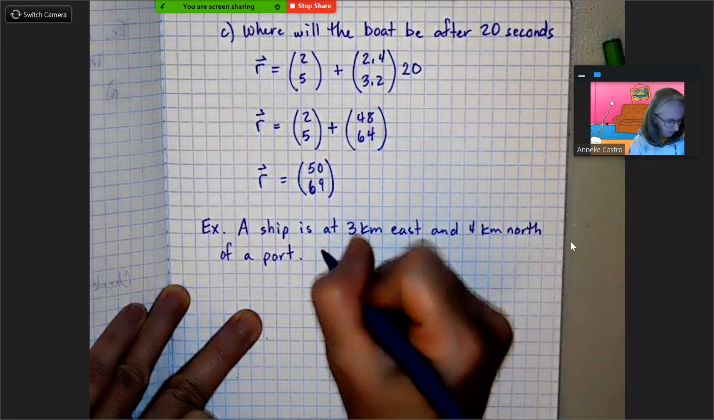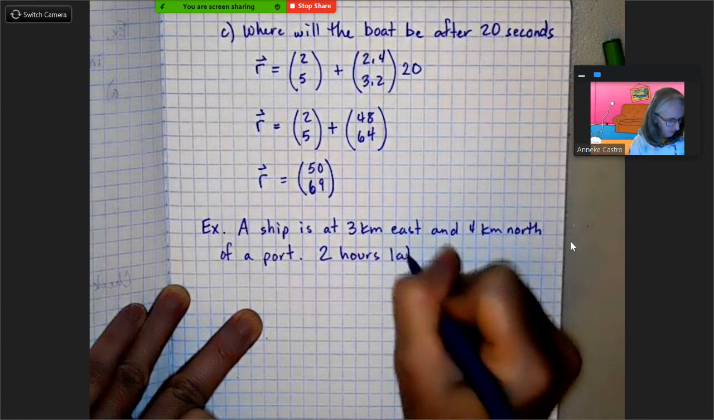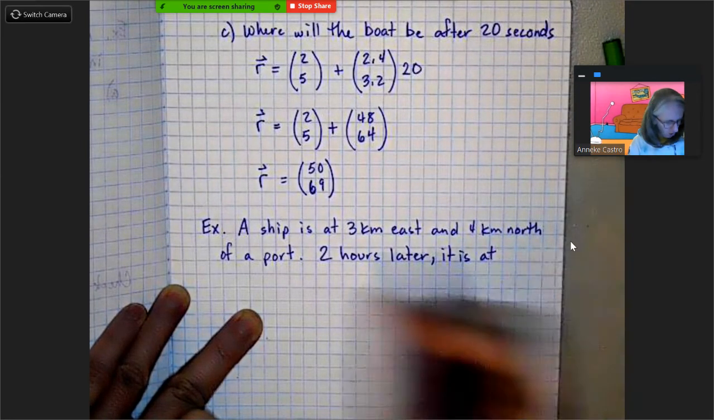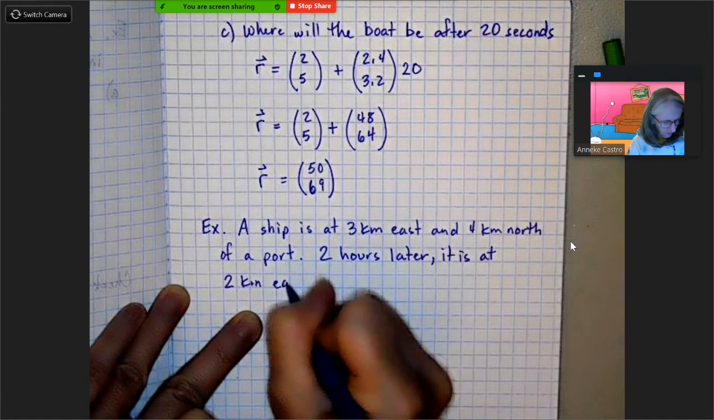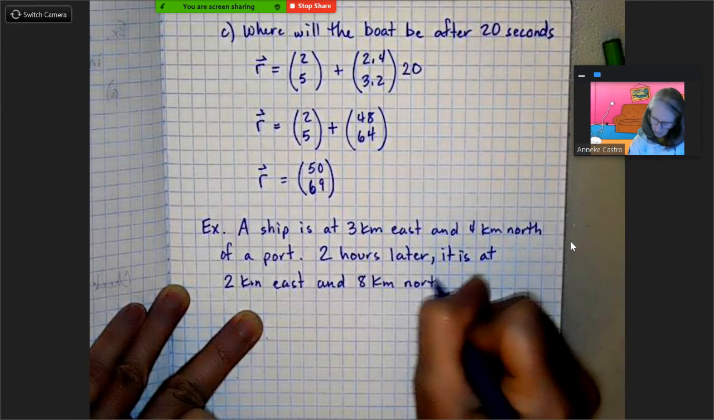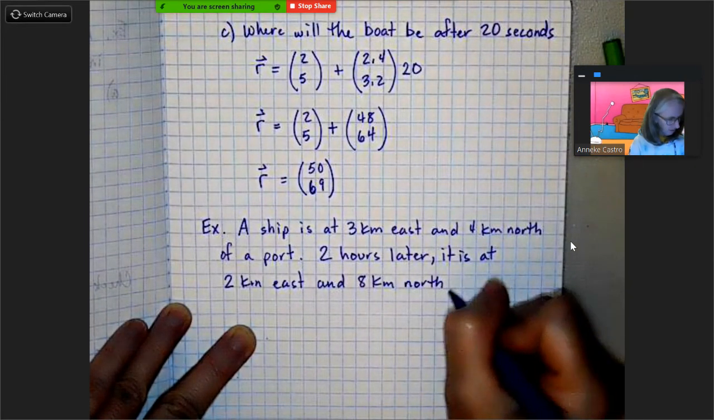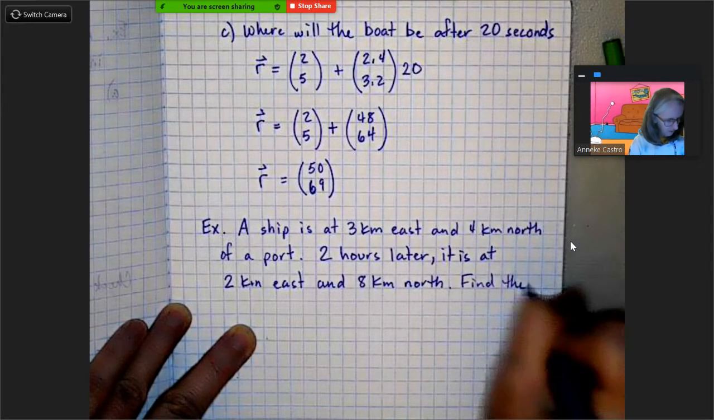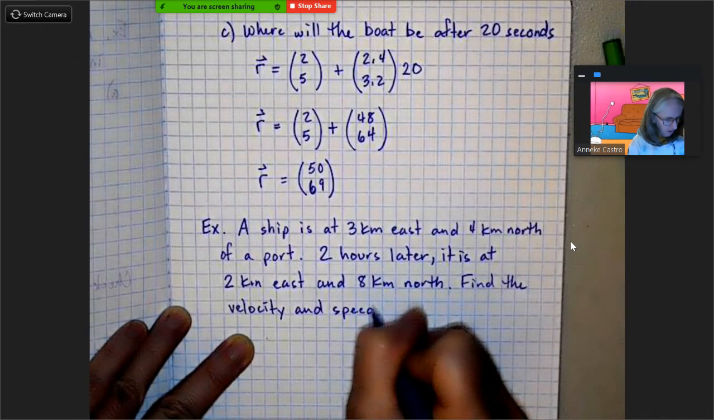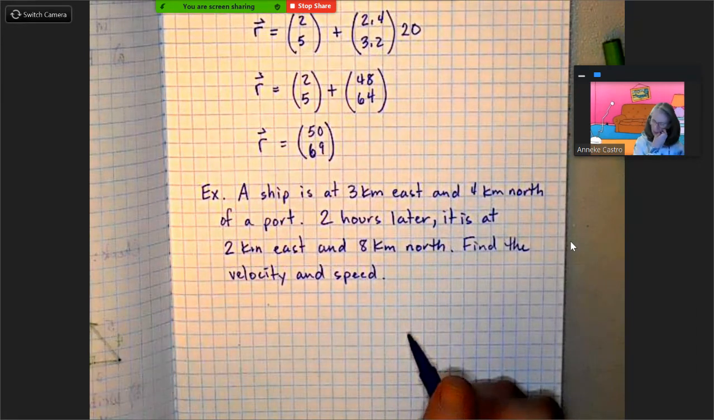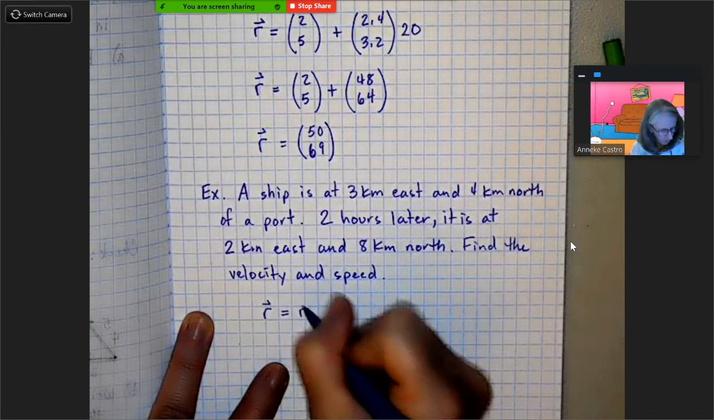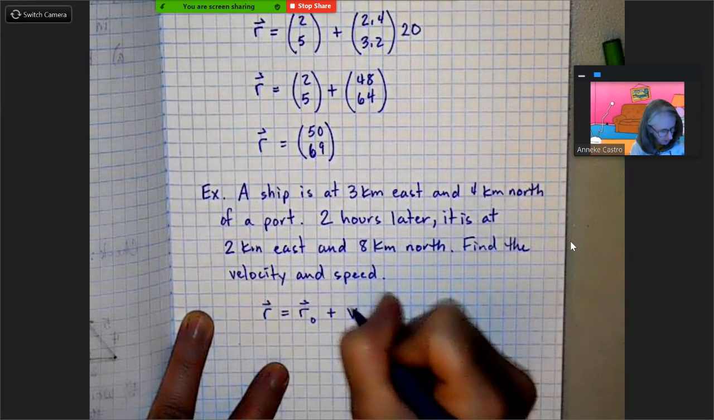2 hours later, it is at 2 kilometers east and 8 kilometers north. Find the velocity and speed. All right, so we're going to do this by figuring out the velocity vector. Okay, so again, I'm going to use my formula. R equals the starting place plus the velocity vector times t.